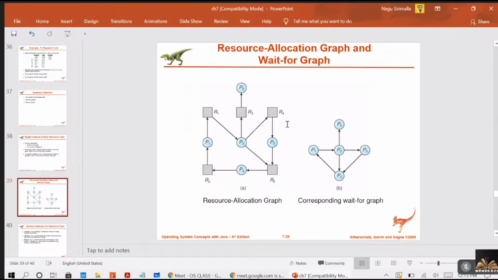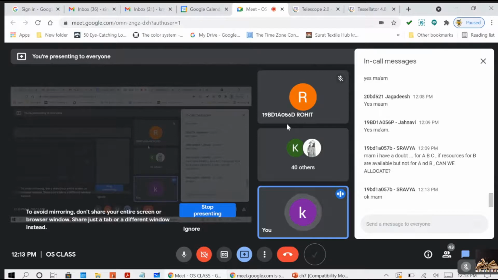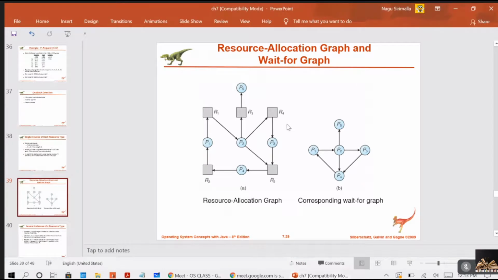Very simple. How are we going to find out deadlock detection? Ma'am, I have a doubt for A, B, C. If resource type B is available but A and B can be allocated... No, ma'am. If any process is requesting resources A, B, C, it must be satisfied for all of them; then it will be allocated, otherwise not. Shavya, got my point? Yes. It should be satisfied for all the resources.